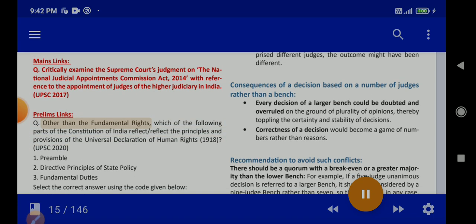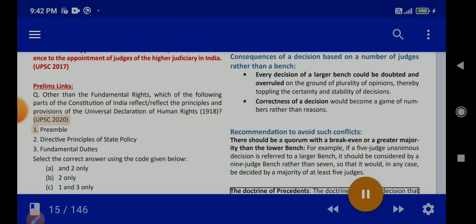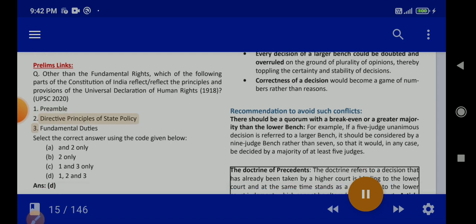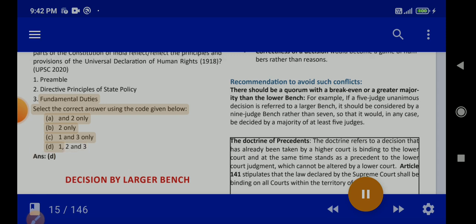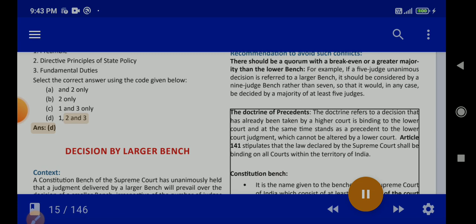Q. Other than the fundamental rights, which of the following parts of the Constitution of India reflect the principles and provisions of the Universal Declaration of Human Rights 1948? UPSC 2021. 1. Preamble 2. Directive Principles of State Policy 3. Fundamental duties. Select the correct answer using the code given below. A. 1 and 2 only, B. 2 only, C. 1 and 3 only, D. 1, 2 and 3. Ans: D.